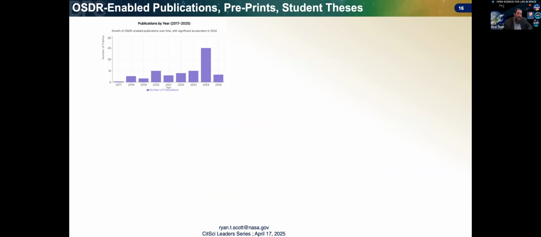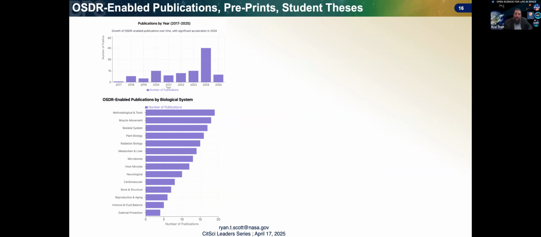Oh, and this is just a bit of a snapshot of, for example, last year there was a tremendous amount of publications that came from OSDR. I think almost 20 in 2024 were purely from the analysis working group, which is tremendous. That so many publications came just from the AWG. This is a snapshot across the different types of publications that have come from data being mined.